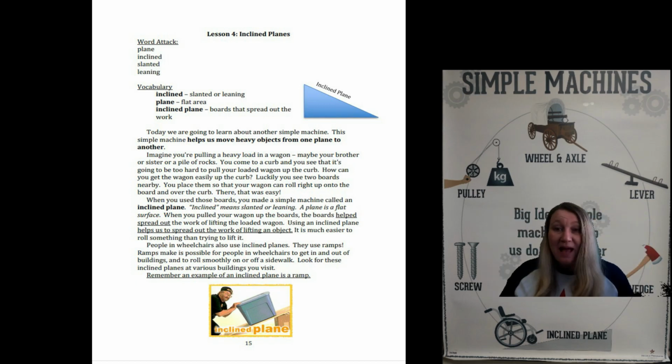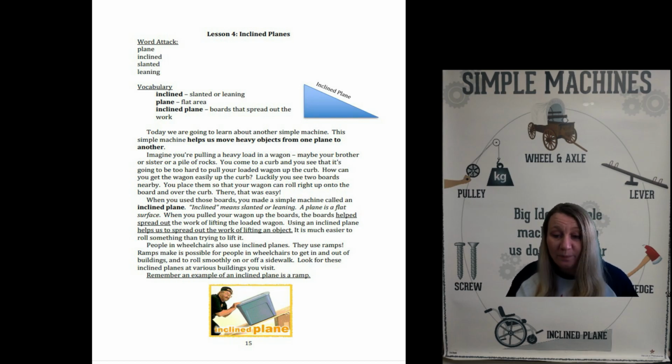I'm so excited. Let's do our word attack. Here we go. First word is plane. What word? Yes, plane. Next word is inclined. What word? Yes, inclined. Next word? Slanted. What word? Yes, slanted. Last word, leaning. What word? Yes, leaning.